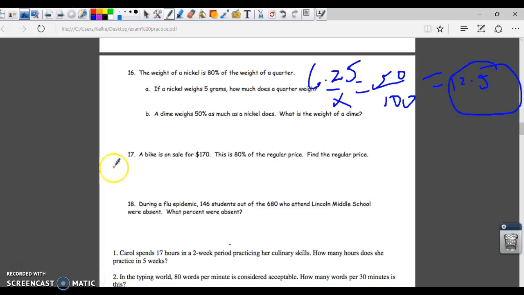Now, I will tell you the word problems that you have in your final exam are going to be nowhere near as difficult as the word problems that you are seeing here. So don't freak out. You'll be fine.